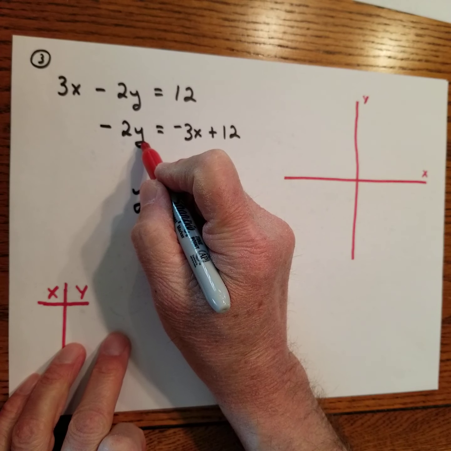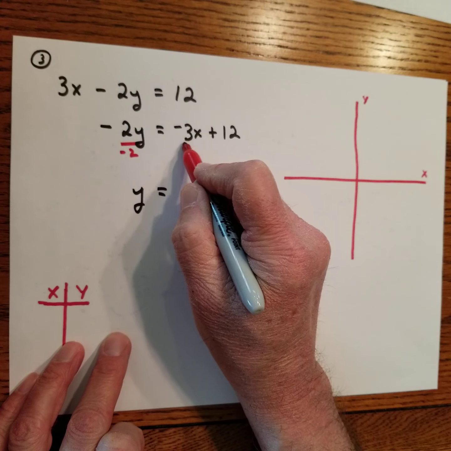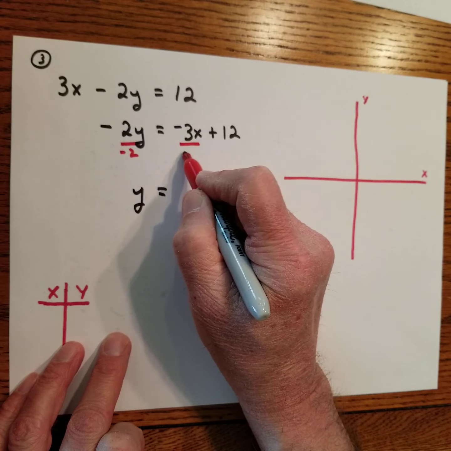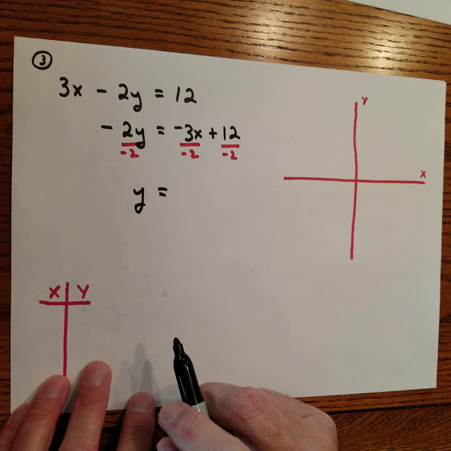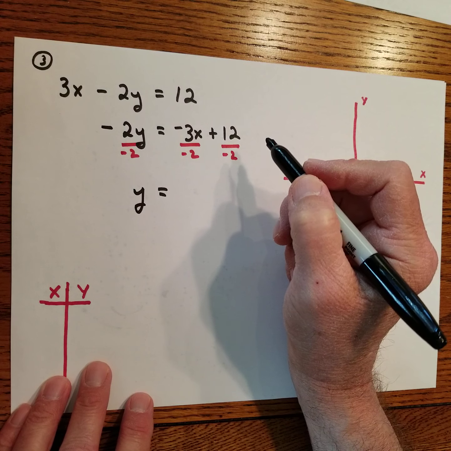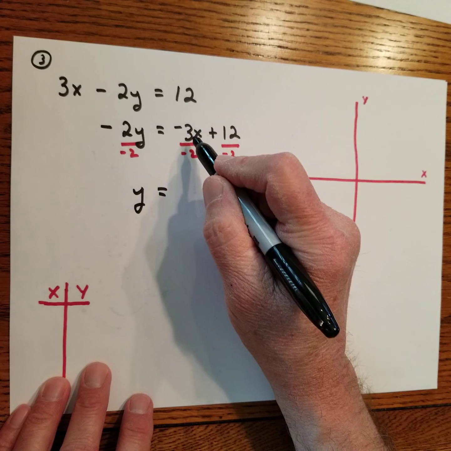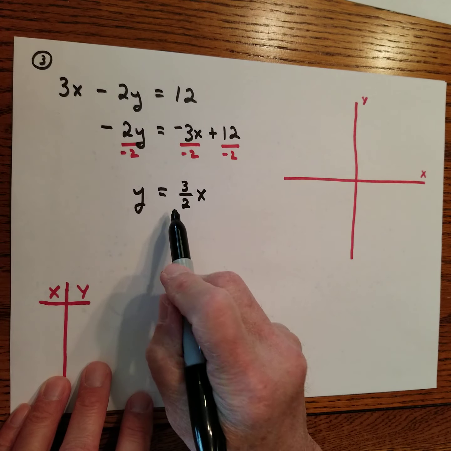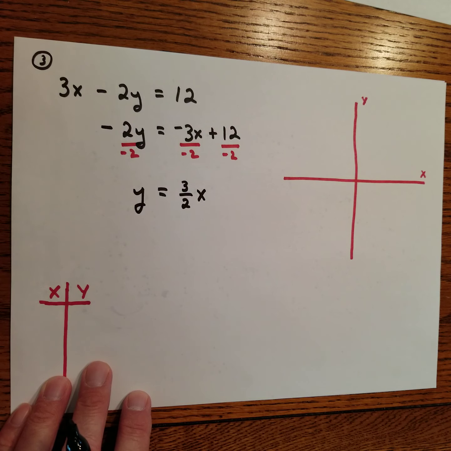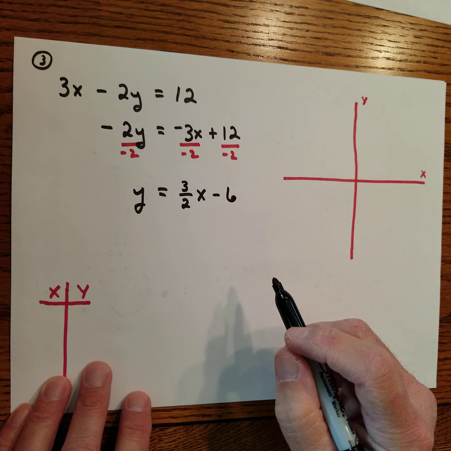Now get y by itself. It's being multiplied by negative 2, so we'll divide. Divide by negative 2 on each side. Of course, negative 2 divided by negative 2 is 1, 1y. That's what we wanted. You can't divide 3 by 2 very nicely. I'm going to notice that it's a negative divided by a negative, which is positive, and 3 divided by 2 I'll just show as 3 divided by 2x. Positive, though, because 2 negatives make a positive. 12 divided by negative 2 is negative 6.